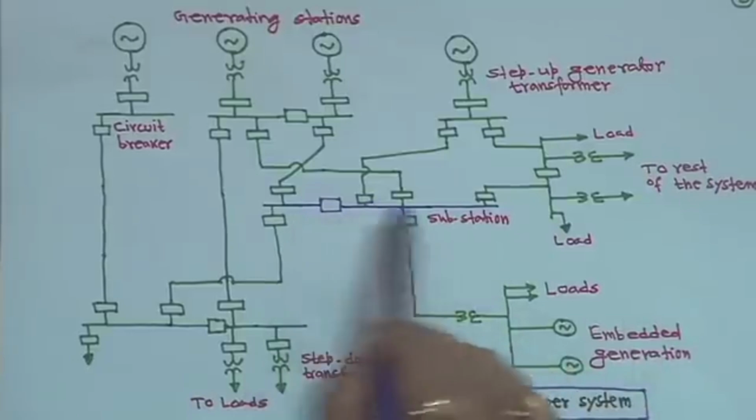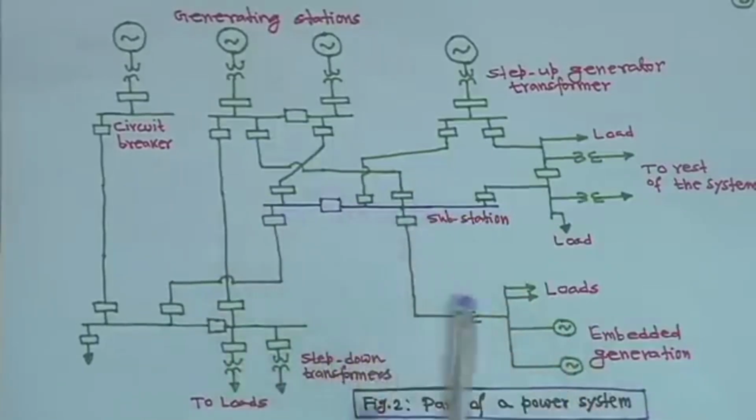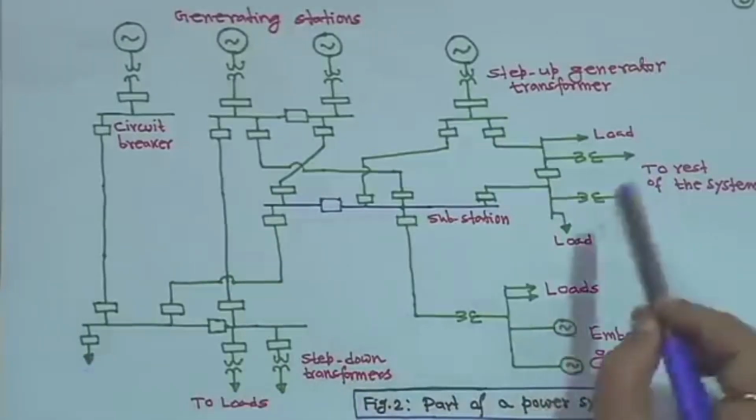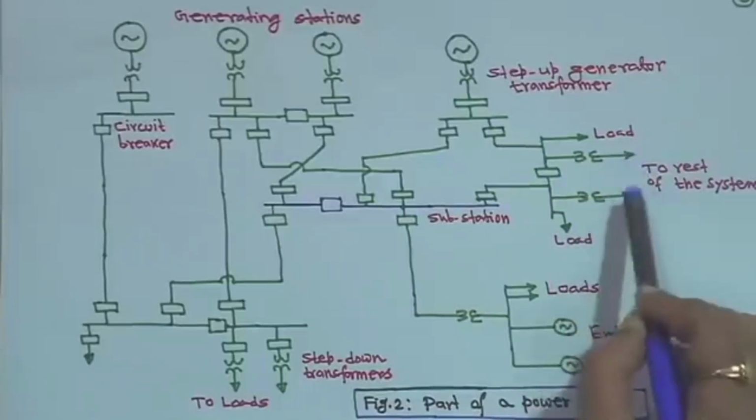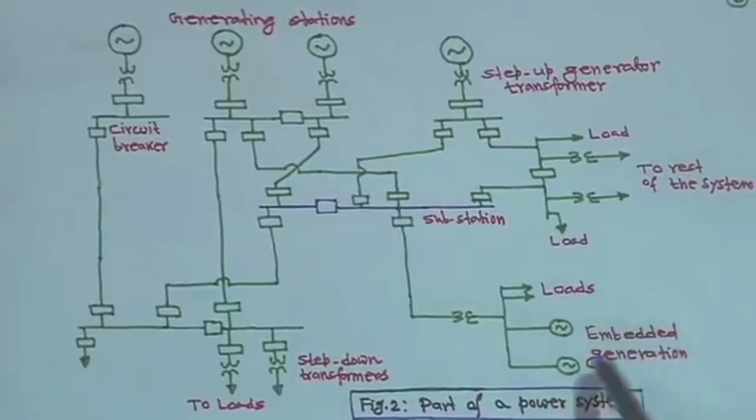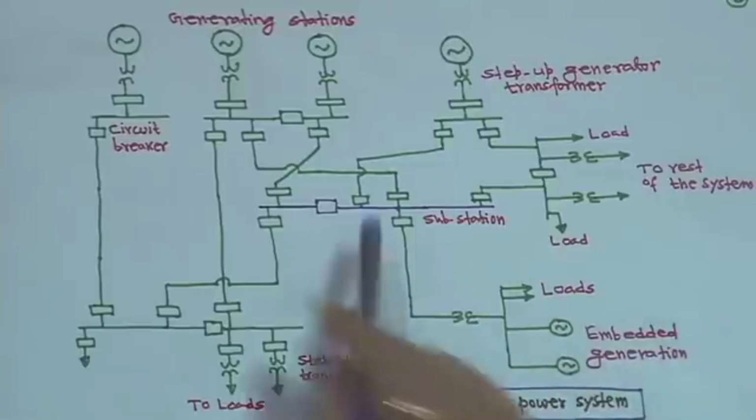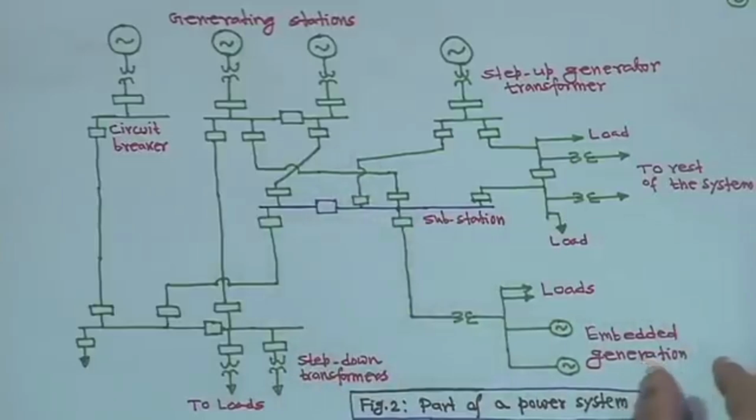Then they are all coming to substations, right. These lines are coming from here and there to substations, and again all these feeders go to the loads. This is a step down transformer again. This is also the same thing to the loads, and these are all loads. Here it may also be going to the rest of the system, and these are embedded generators, right. For example, a wind power generator. So this is a simple structure of part of the power system, right.